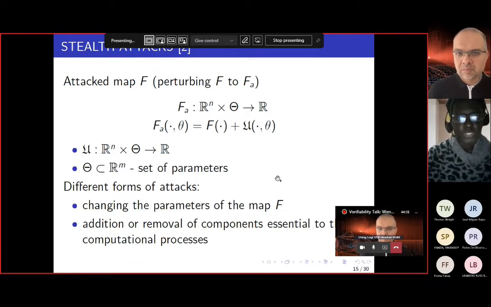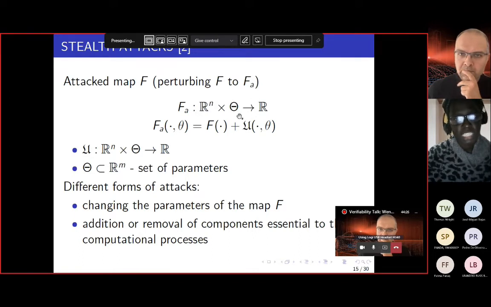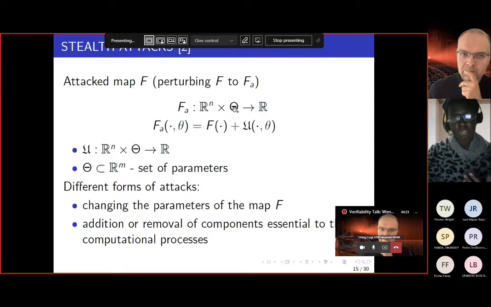So suppose that we are trying to perturb the map F to the following adversarial map, which is given by this, and you deal with a set of parameters which are relevant to the deep neural network itself, or the architecture of the deep neural network itself.